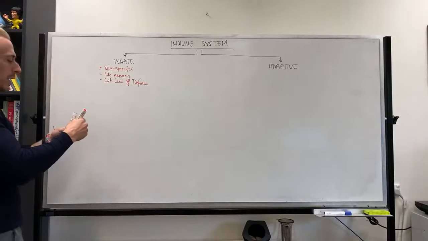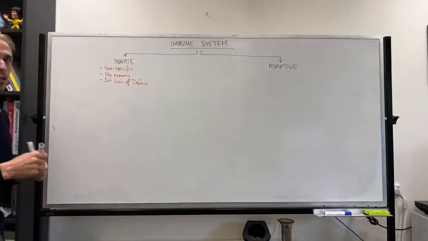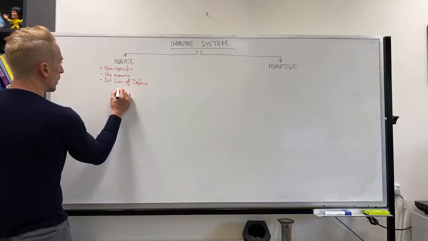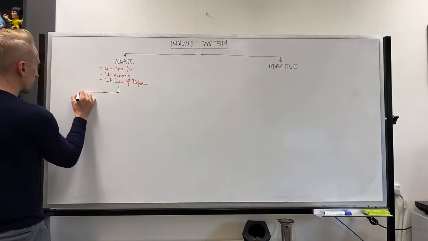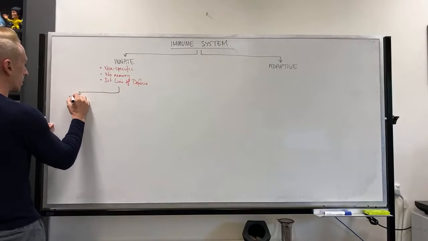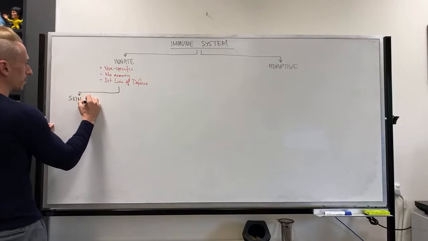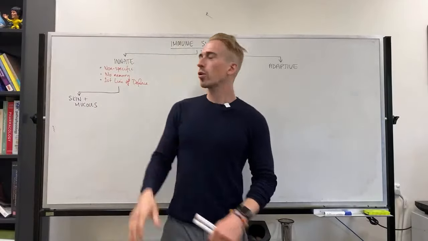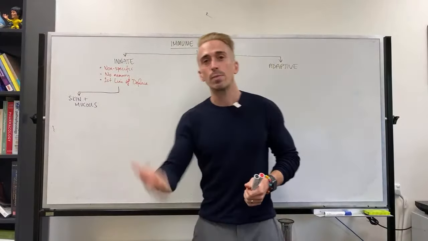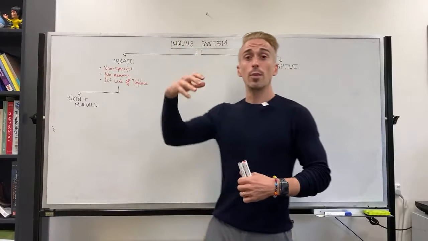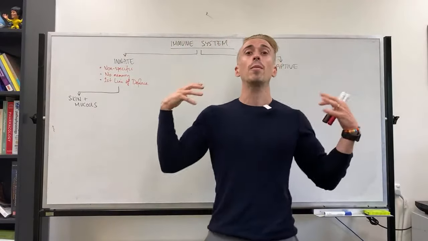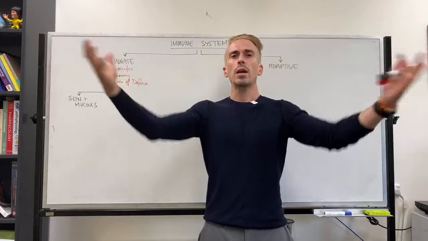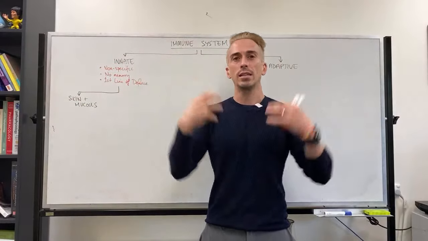Now, when we look at the innate immune system, there's a couple of subdivisions we need to look at. First of which is skin and mucus. Basically, when we talk about being invaded by viruses, bacteria, fungi, they're usually, or all the time, coming from outside of the body. If they're coming from outside of the body, they're trying to get into the body.